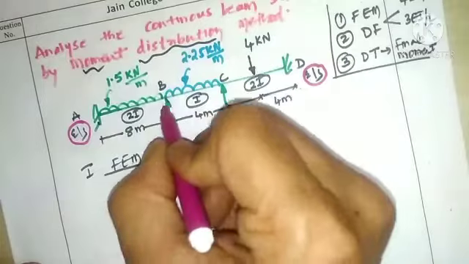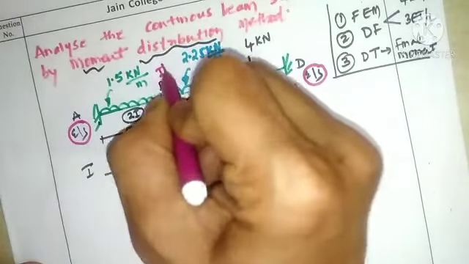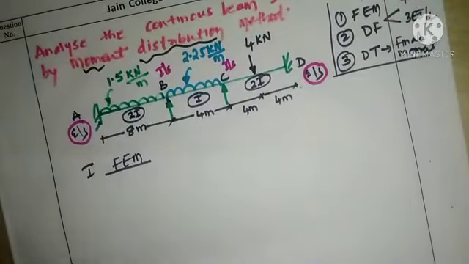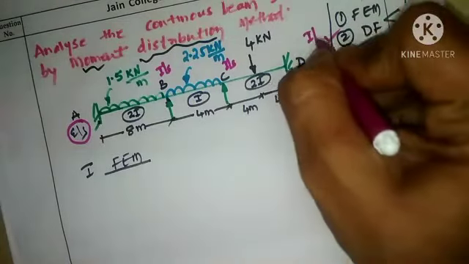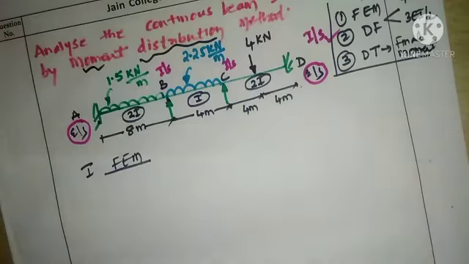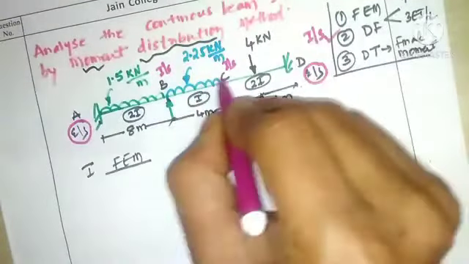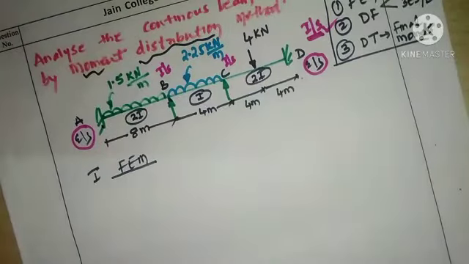Whereas, on the other hand, B and C have continuity on the left side and right side. So B will be called an intermediate support and C shall also be called an intermediate support. Classifying the support conditions helps us to find the distribution factor. Distribution factors are generally computed for the intermediate supports, not for the end supports. So here in this problem there are two intermediate supports, B and C, and distribution factors are calculated for B and C alone.